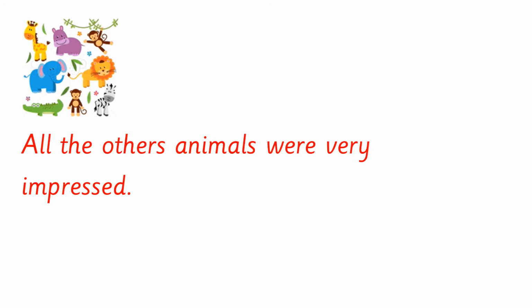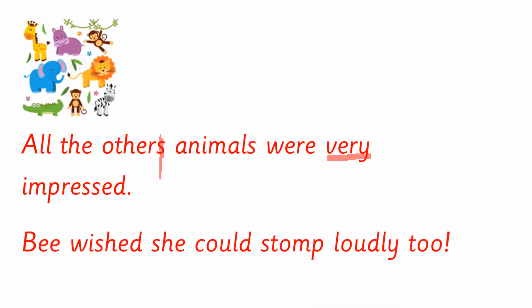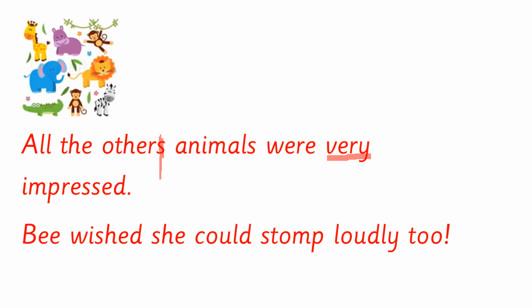Okay, next part of our story map was talking about how all the other animals were very impressed with the big animal's special skill, which in our case is the rhino's stomping skills. So I've written all the others. Oh, I've made a mistake there. Let's get rid of that. We don't want that S. All the other animals were very impressed. I've added a very in there just to show how impressed the other animals were. B wished she could stomp loudly too.